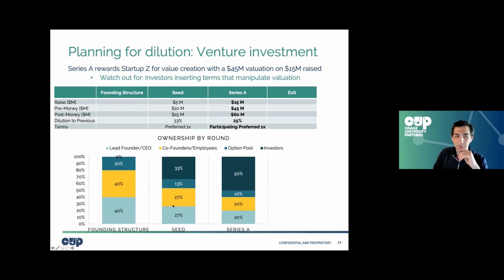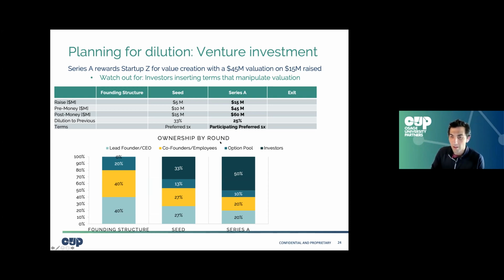At the next round, you raise 15 million on a 45 pre. New investors have bought 25% of your company. The previous investors from the seed also get diluted. So that altogether, the previous investment and then the new investment totals 50% of your company. So after your Series A, 50% of your company is no longer owned by the founders of the company. And so this is where decisions matter. And so you'll find that this is the shifting of decisions from employees to the VCs.